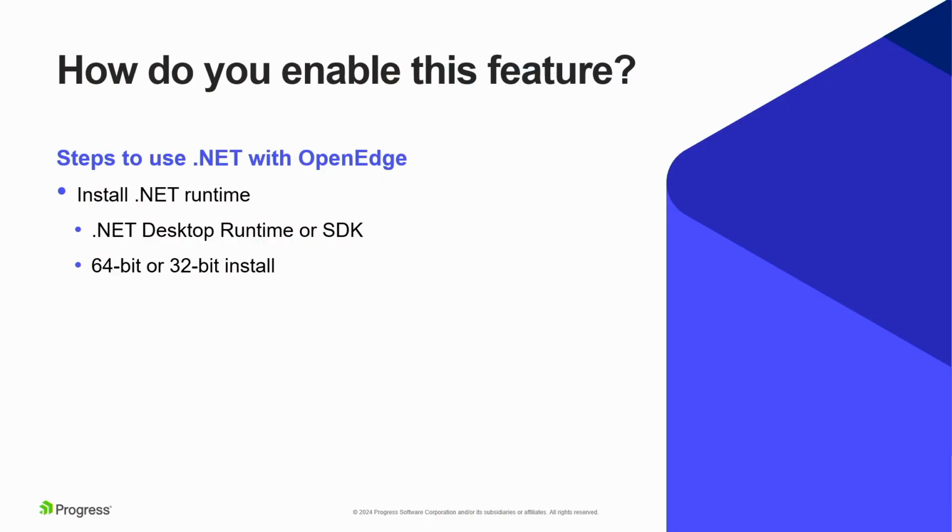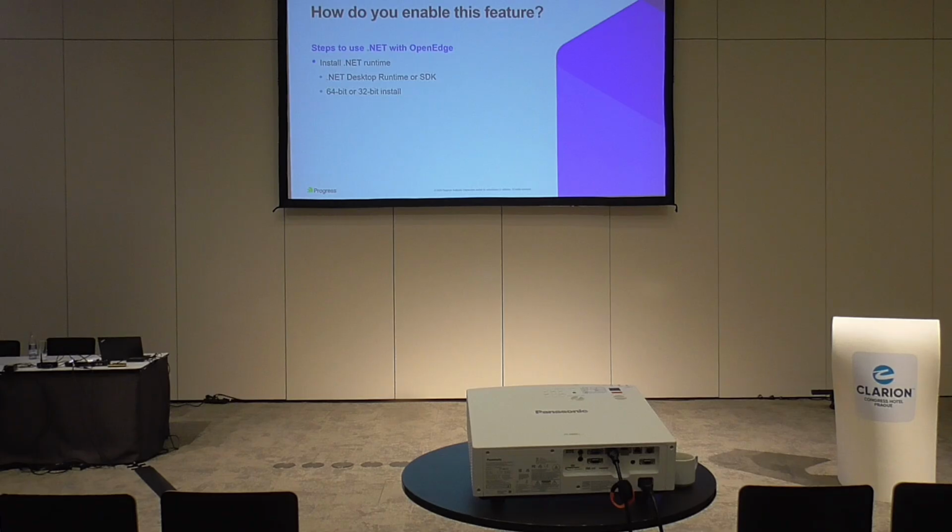All right, so most of you know that OpenEdge doesn't ship with the .NET installer. So in order to use .NET with OpenEdge, you have to first download the installer. You have to then install the .NET runtime, specifically either the .NET Desktop runtime, which comes with the .NET base runtime, or the .NET SDK. Because OpenEdge supports .NET on both 64-bit and 32-bit, you have to download the right installer based on your OpenEdge installation, so 64-bit or 32-bit.